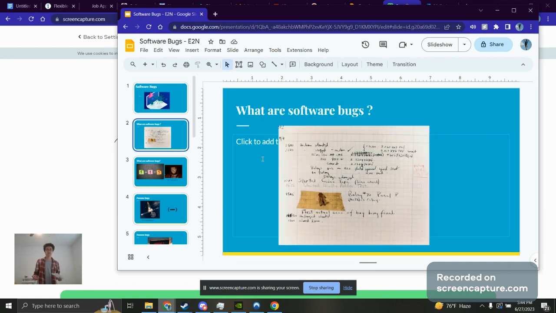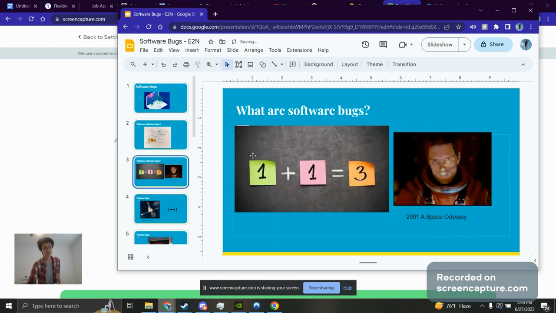A software bug is a literal bug. The first bug ever found was a moth in the Harvard Mark II computer system, hence the term bug was coined. Nowadays, though, software bugs are defined as faults, defects, and errors in programming that lead to unexpected results or unexpected behavior. For example, a calculator might be showing 1 plus 1 equals 3 instead of 2, or like in the movie 2001: A Space Odyssey, a buggy AI won't open the doors.